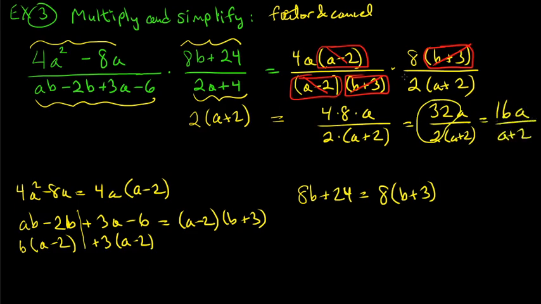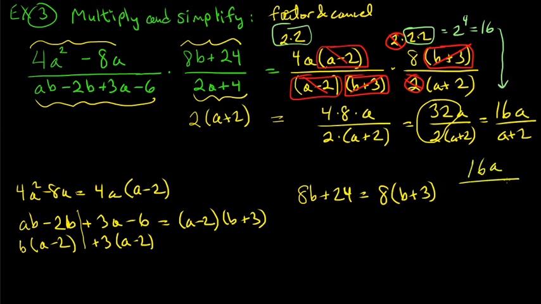Right. So yeah, we could have gone further here, factored the 4 as 2 times 2, factored the 8 as 2 times 2 times 2, and then just canceled one of the two, say this 2 and this 2, and now you're left with 2 times 2 times 2 times 2. So that's 2 to the 4, which is 16. So either way, right? So I think that's as far as we can go here. So we're left with 16a in the numerator and a plus 2 in the denominator.